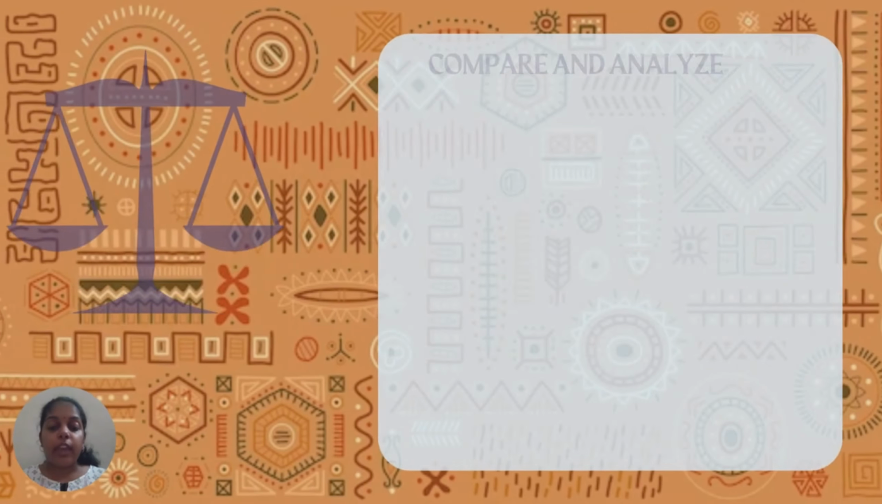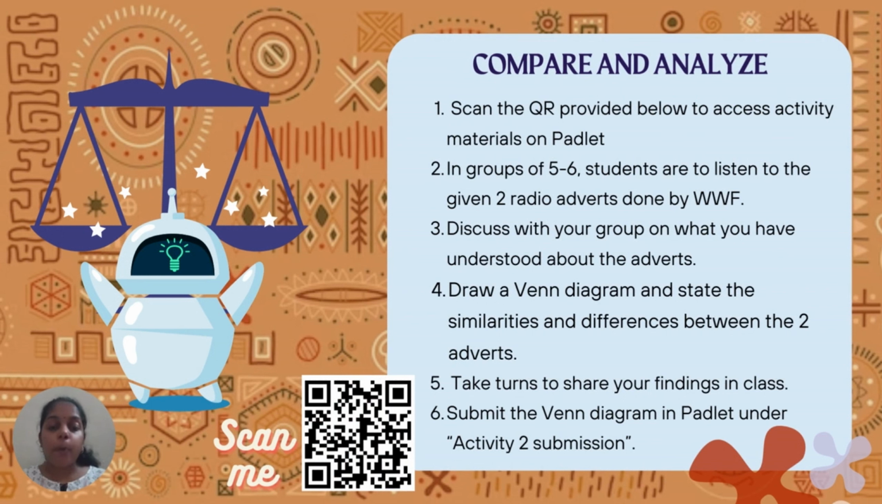So moving on, we have compare and analyze. So compare and analyze comes under top down strategy. So how does it come under top down strategy? So the activity itself has the class being divided into groups of 5 to 6 students in a team, and then they are given two radio advertisements, which are both done by WWF, which is World Wildlife Federation, and students are to listen to both radio advertisements, and they are to discuss among themselves about what they have listened to in the advert, and then they are to produce a Venn diagram of the similarities and differences between the two adverts. Now these two adverts are not about the same topic.